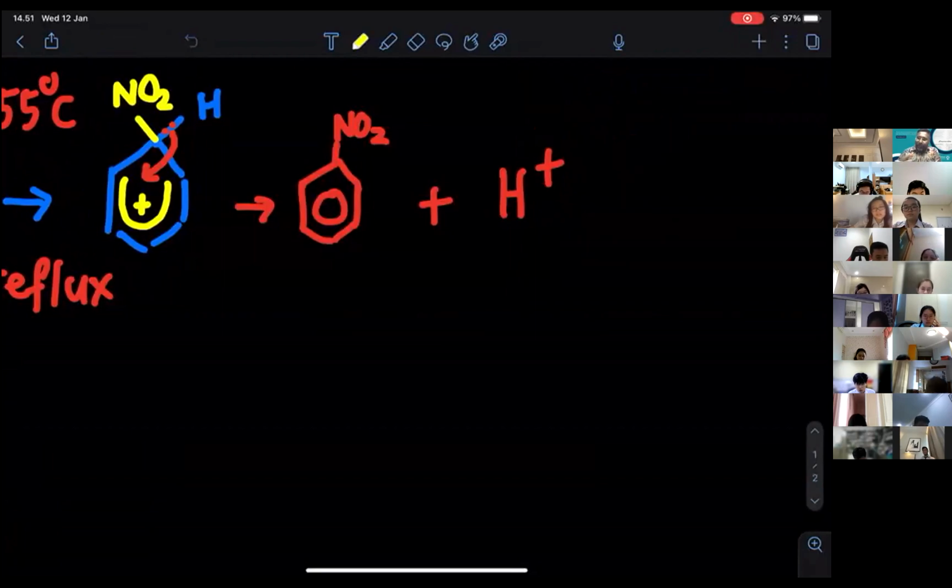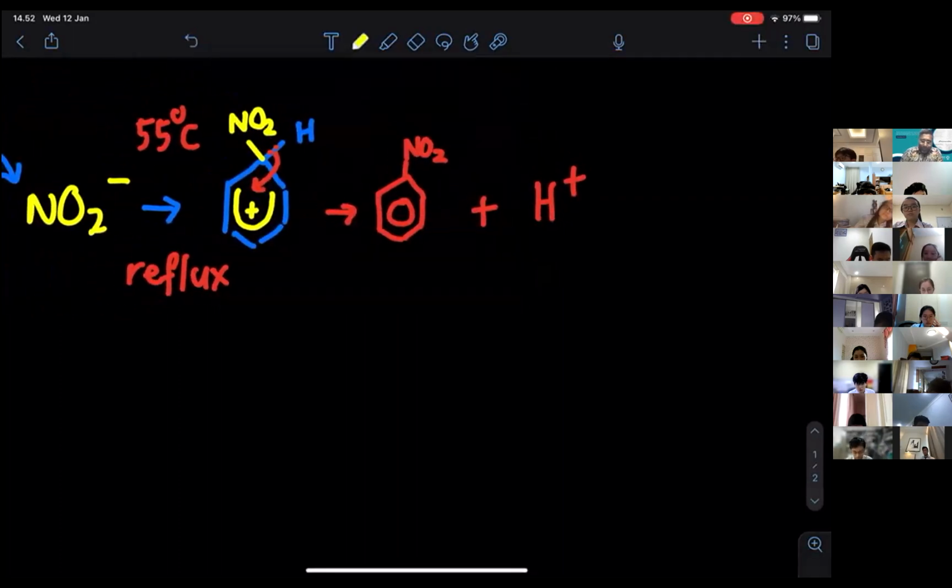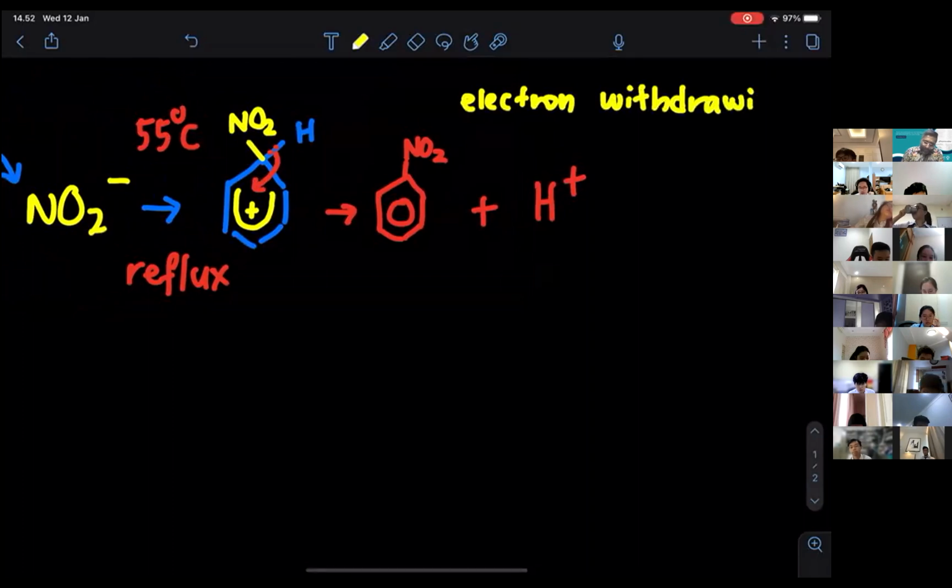But just in the morning, I also mentioned the nitro, NO2 group. They are electron withdrawing groups. So whenever we are dealing with an electron withdrawing group, it is going to activate position 1. Actually, no need to mention 1. So 3 and 5. They will activate position 3 and 5.